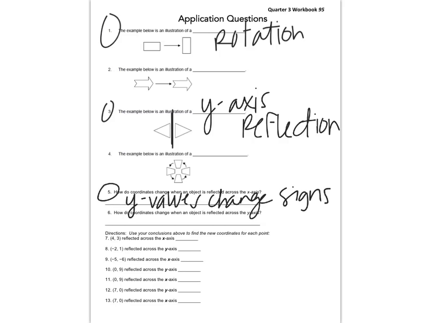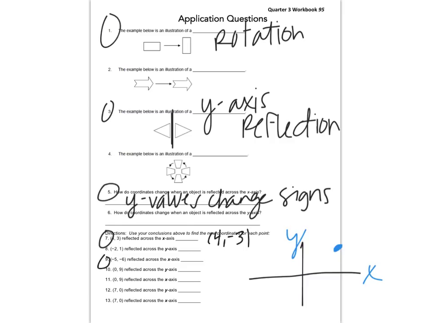Alright, 7. So I'm going to draw a coordinate grid. If 4, 3, so that'd be like right here, is reflected across the x-axis, so x is here, y is here, and that's going to come down here. So we're going to change the sign of that y value, and we'll have 4, negative 3.